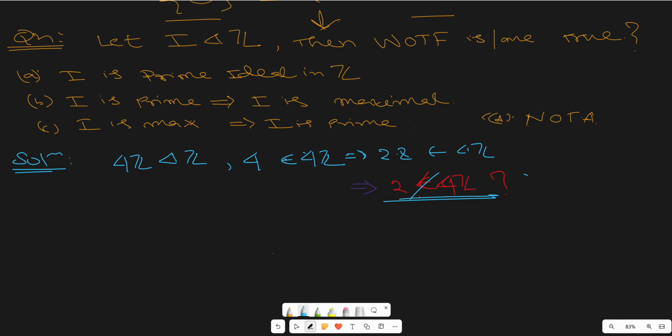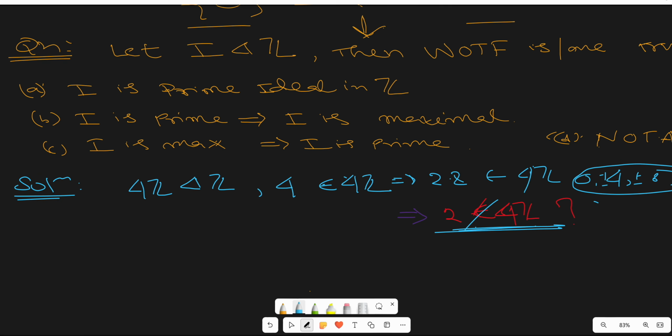See, 4Z is an ideal, so 4 is an element of 4Z, so 2 times 2 is inside 4Z. Does this imply that 2 is inside 4Z? No, 2 cannot be inside 4Z, because what is 4Z? It is 0, plus or minus 4, plus or minus 8, multiples of 4. So 2 cannot be inside, so this is not a prime ideal, so this option is anyway false.